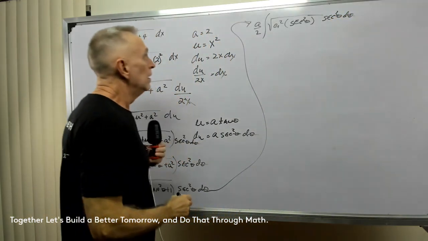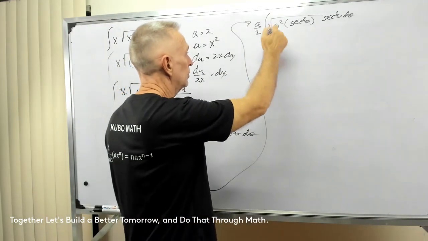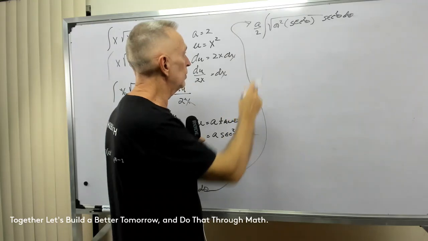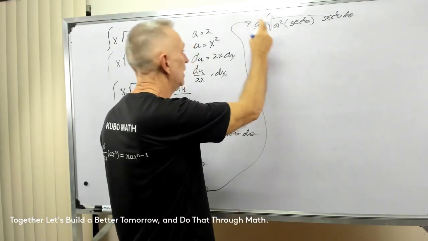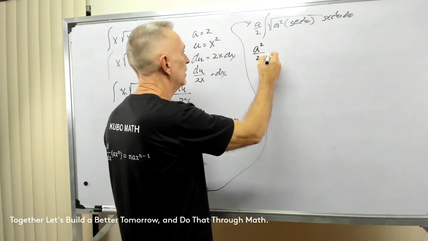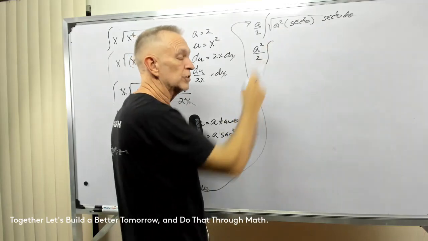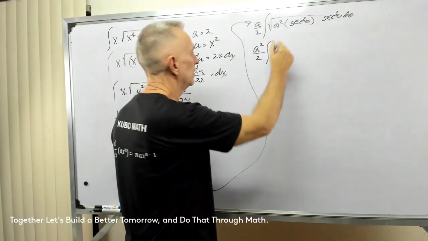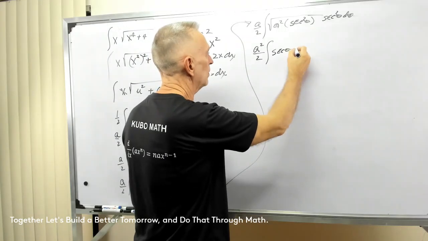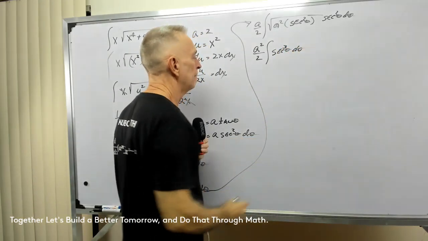Okay. Now then, let's take the square root of a squared, not a, but the square root of a squared gives me a. That a times this a would give me a squared over 2. The integral of, what's the square root of secant squared? Secant. So I have secant theta times secant squared theta, which would give me secant cubed theta d theta.